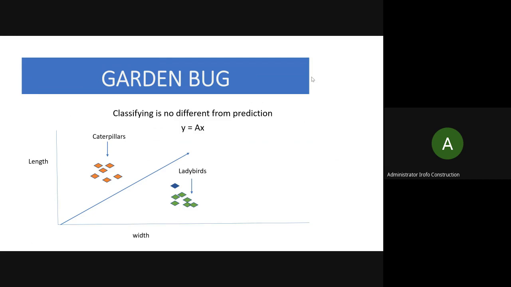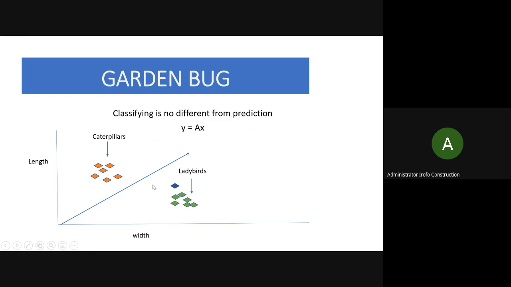Even though we are going to classify, the main thing we want to do here is not just to classify like this one and this one, but rather to draw a line like this that will separate these two garden bugs. That's what we want to do. So even though the main goal is to classify, the main idea behind it is to get a line that will separate the two garden bugs.